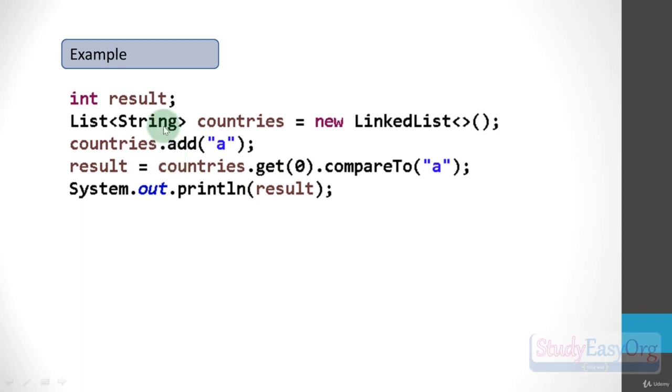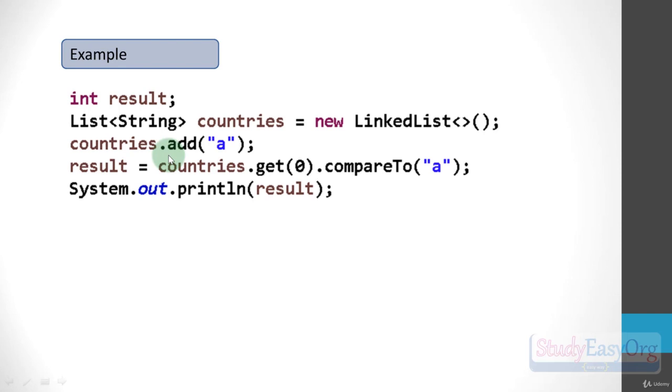In this example we have an int variable result, and in result we would be storing the output from the compareTo method. Moving forward, in this list of countries we have only one element at index 0. The element contains the value A, which is irrelevant. The name of the country won't be A, but for the sake of simplicity the name is A, suppose, and then we are comparing this value A with A, right? And then definitely the output would be stored in result, and then we would be displaying result.